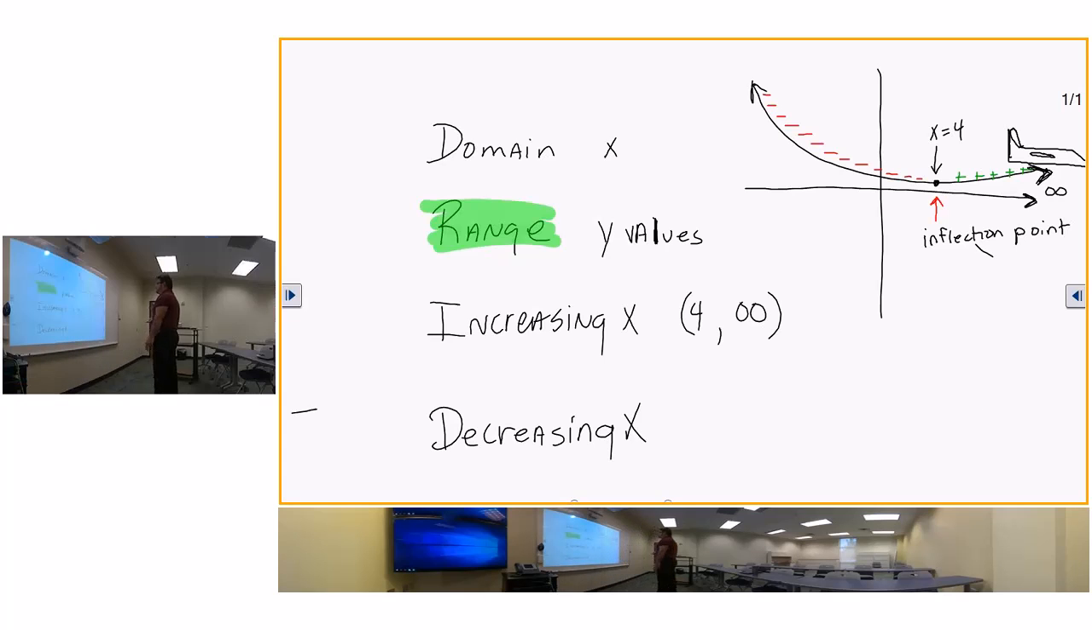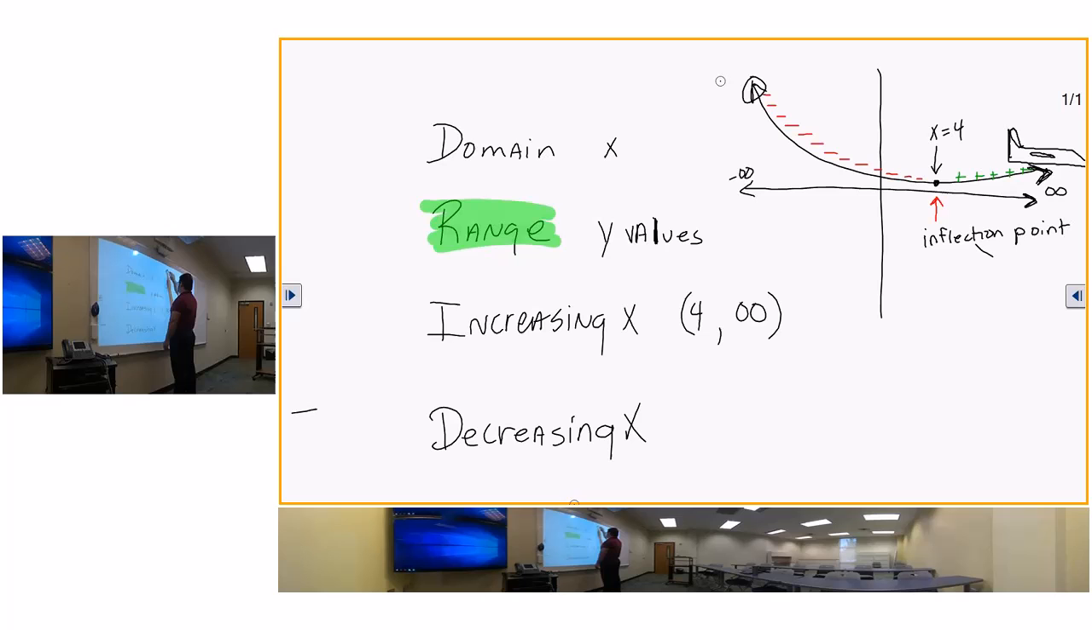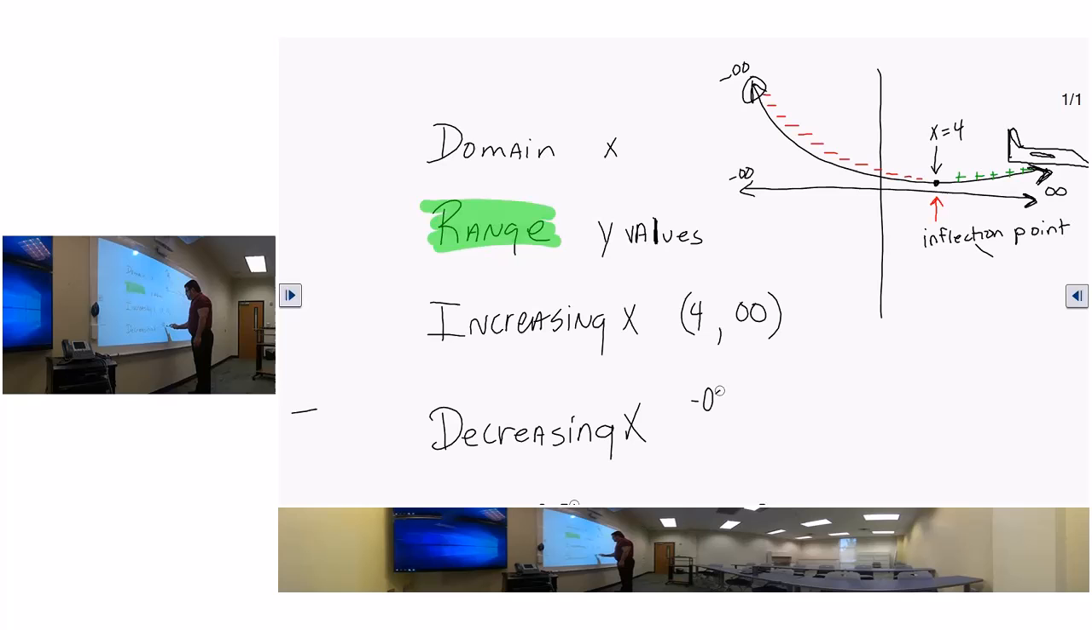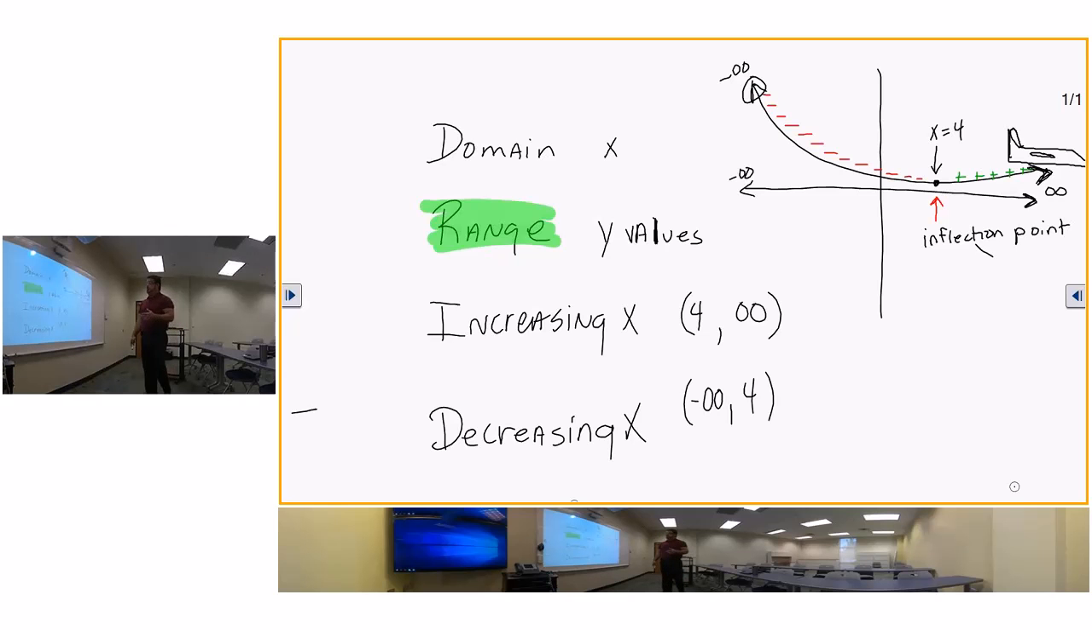Where are we decreasing? Well, this arrowhead is called negative infinity. And so this arrowhead is called negative infinity because it's going in the same direction. And that's negative infinity to 4 is where the plane is decreasing. And that's how you do increasing and decreasing. Now, if it doesn't go up or down, it's called constant.